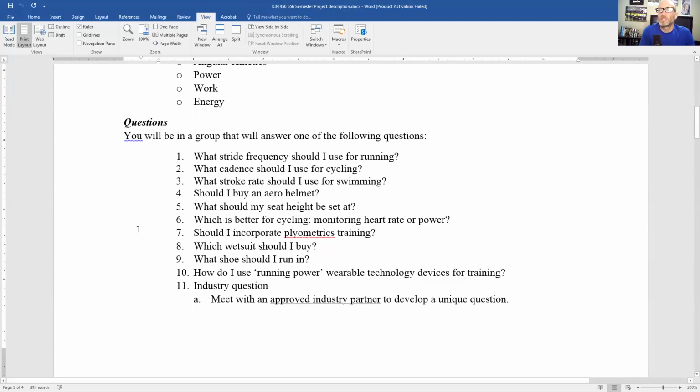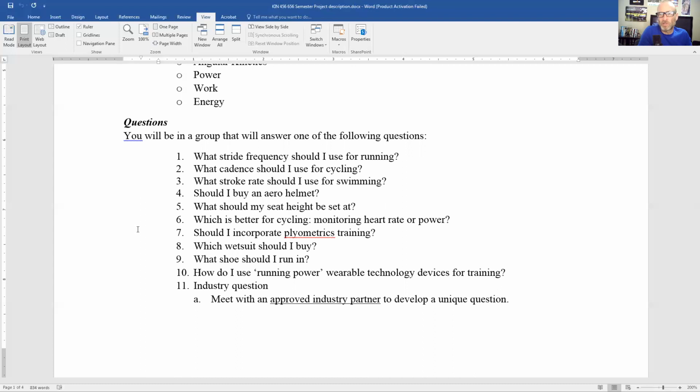All right, so here are the questions that I have prescribed that I want your groups to form around. What stride frequency should I use for running? What cadence should I use for cycling? What stroke rate should I use for swimming? Each of these is a separate group and a separate set of answers.